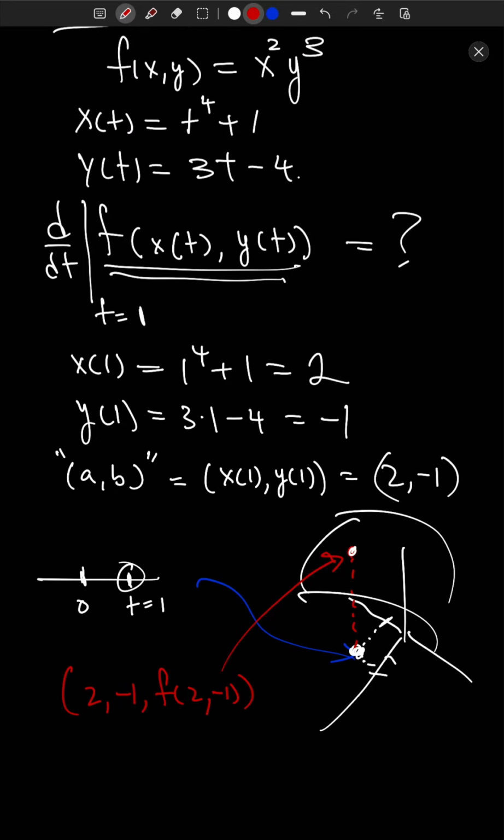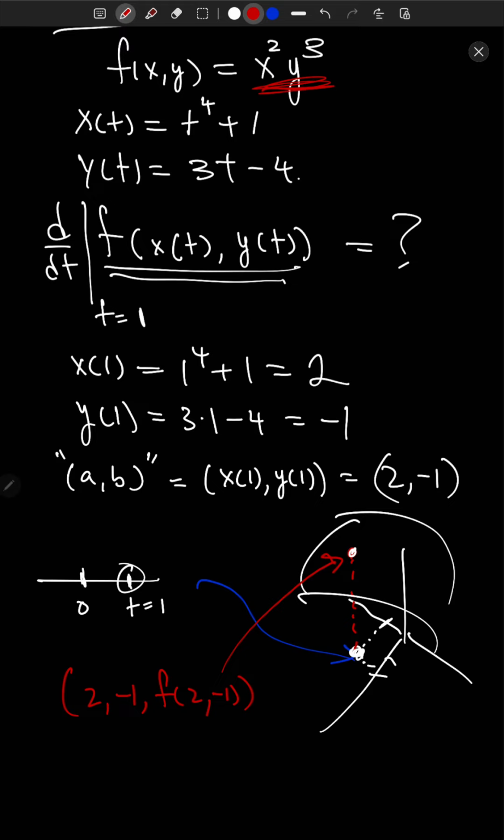Okay, and actually we have the formula for f. F is x squared y cubed. So this is actually 2 comma minus 1 comma x squared is 4, y cubed is minus 1. I guess it should be going down. I don't want to draw it again. So what I'm going to do is change this to y to the 6, just so it's a positive number. Sorry about that. So x squared is 4, y to the 6 is 1.